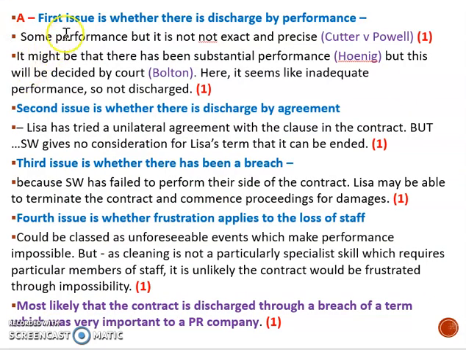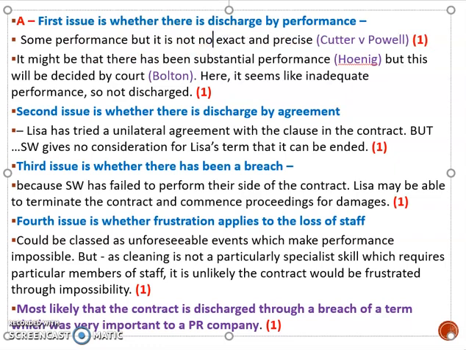And what I've done here is I've used blue to show the different ways of discharging a contract. So you can see that I've gone through each in order. And again, you may want to pause here so you can have a close look at these. So the first issue is whether there's discharge by performance. Sparkling Windows have done some performance. Look at that, Two Knots. Some performance, but it's not exact and precise, Cutter v Powell. It might be that there's been substantial performance, as in Hoenig, but that's going to be decided by the court, Bolton. I've put, it does seem inadequate performance here. Yeah, they've not done enough, so it's not being discharged on the basis of performance.